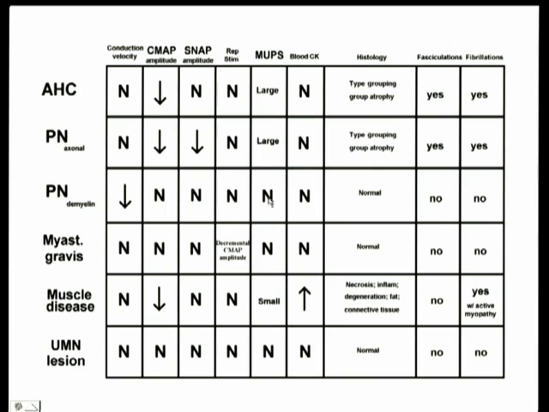You're not going to have any MUPs because axons are dying. Blood CK you're only going to see in myopathies. You're not going to see any fasciculations or fibrillations. The axons are not dying. And the muscle fibers are alive.